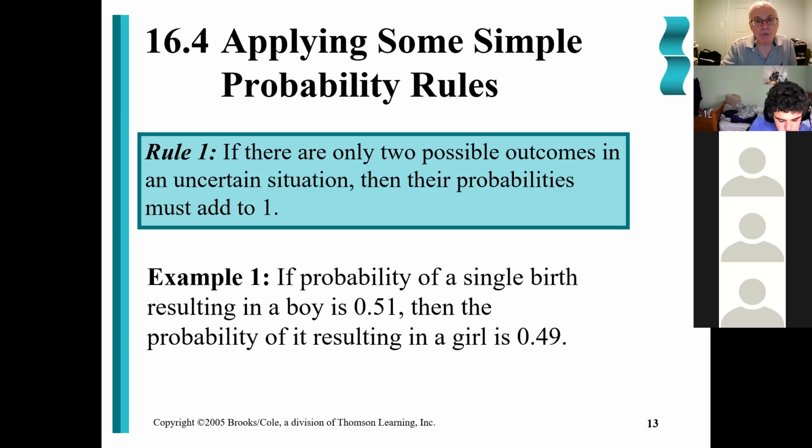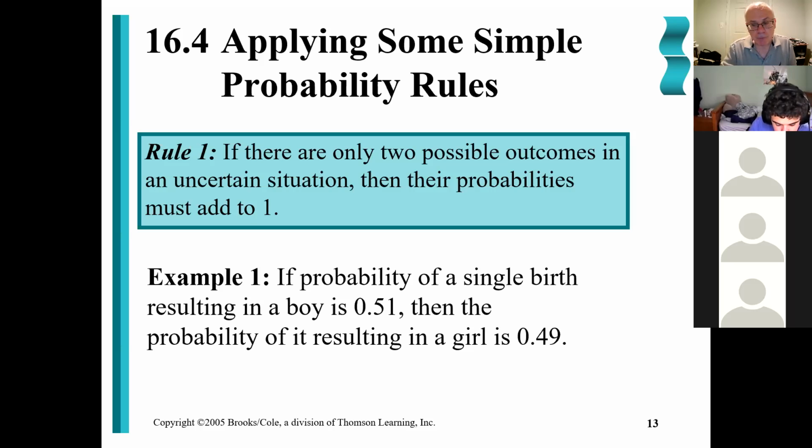Then anyway, let's assume the following. It says if the probability of a single birth resulting in a boy is 0.51, and if we just assume for now that we'll just have two genders, males and females, assume that the probability of a girl is going to be 0.49. Now, why is that the case? If we think of all possible outcomes in an experiment, what's the experiment here? If we pick a child at random, a baby at random, is it a boy? Is the baby a girl?